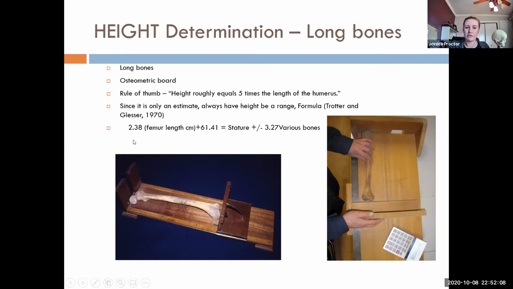But the equation that you're going to use, if you want to try it for extra credit, you're going to take the measurement that they give you for the femur, and then take this number, 2.38, multiplied by the femur length, and then add 61.41, and that's going to equal the approximate stature with a possible error. So plus or minus, that's the error margin, 3.27. Okay, so you're getting pretty close to the stature within a few inches.